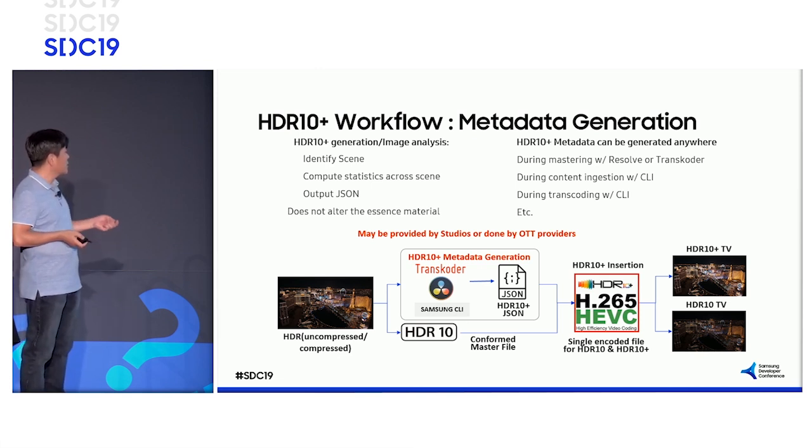So once you got the content, what you need to do is, currently the market has the workflow to generate the HDR10. So what you need to do is, through any kind of tool, like DaVinci Resolve or a transcoder, those kinds of tools, you can analyze the scene characteristics, generate the HDR10 plus metadata. And then the output format is a JSON file.